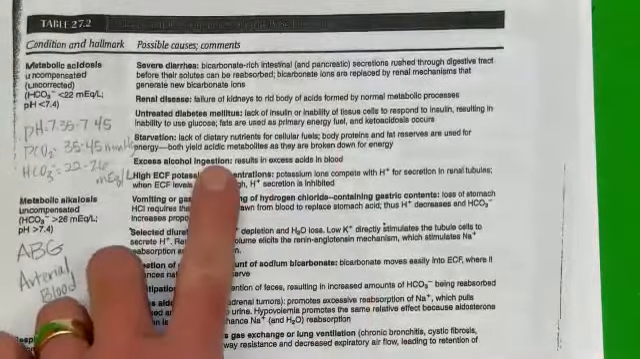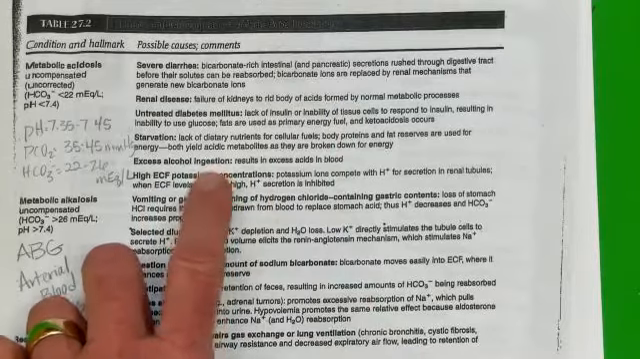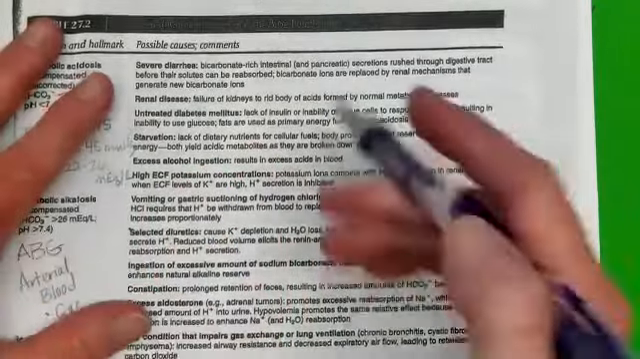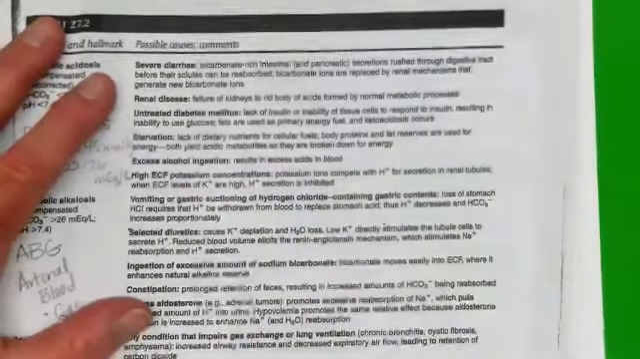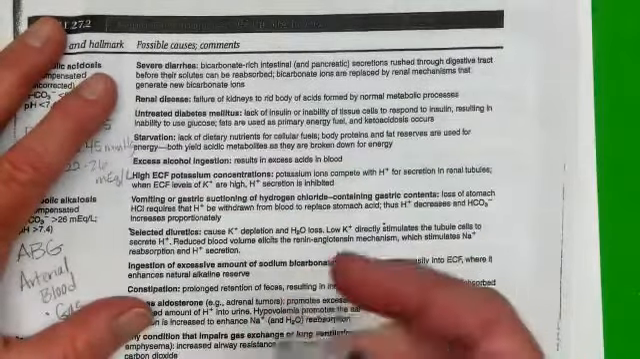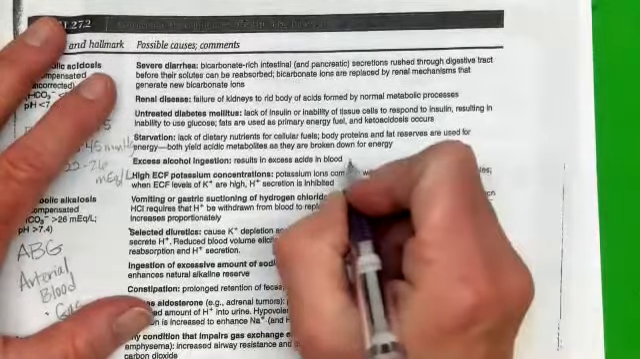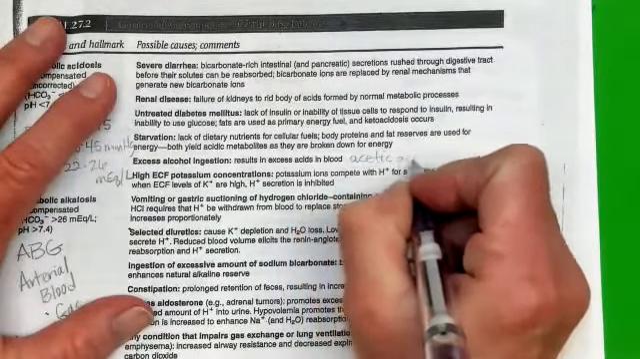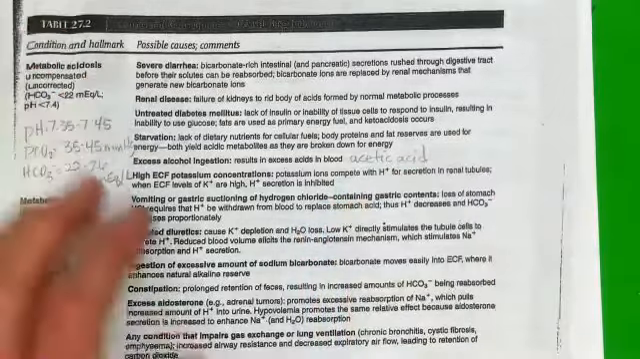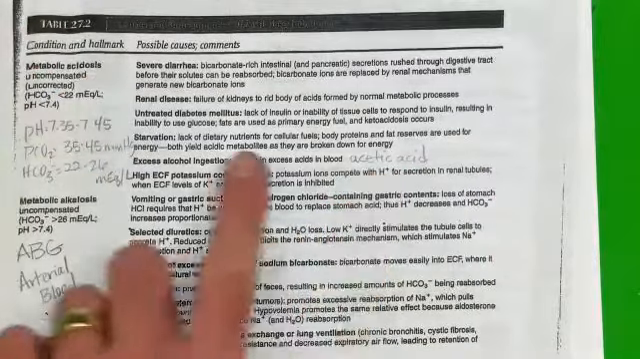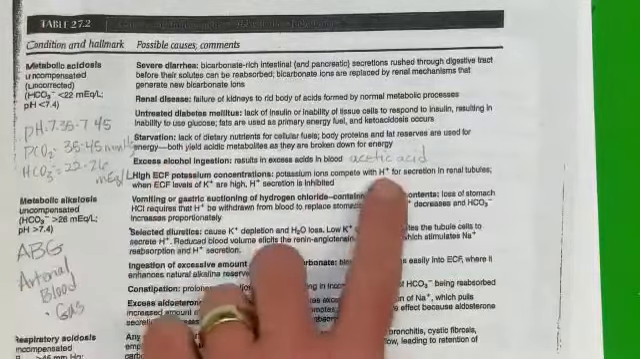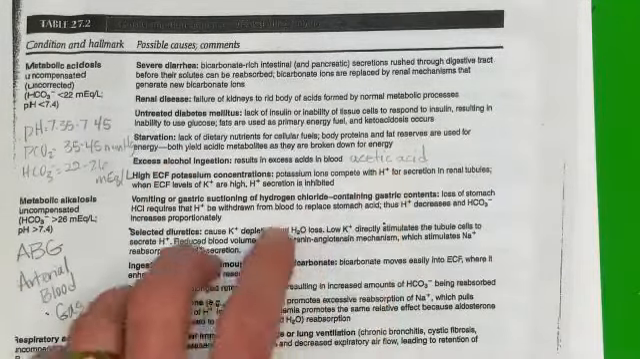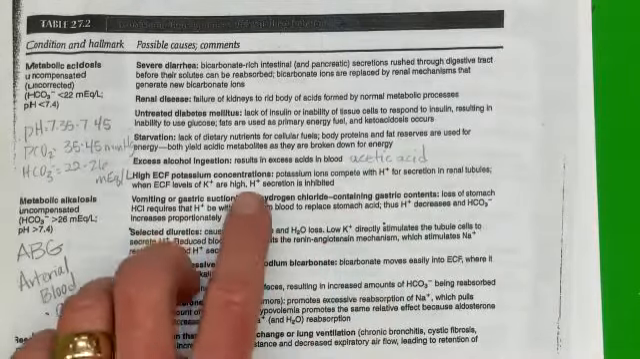Okay, excess alcohol ingestion also, because when your liver gets the alcohol from your bloodstream that you've ingested, it's gonna convert it to acetic acid. And acetic acid is vinegar. And so the metabolism of alcohol turns into vinegar. Okay, so you'll get lots of acid from too much alcohol ingestion.